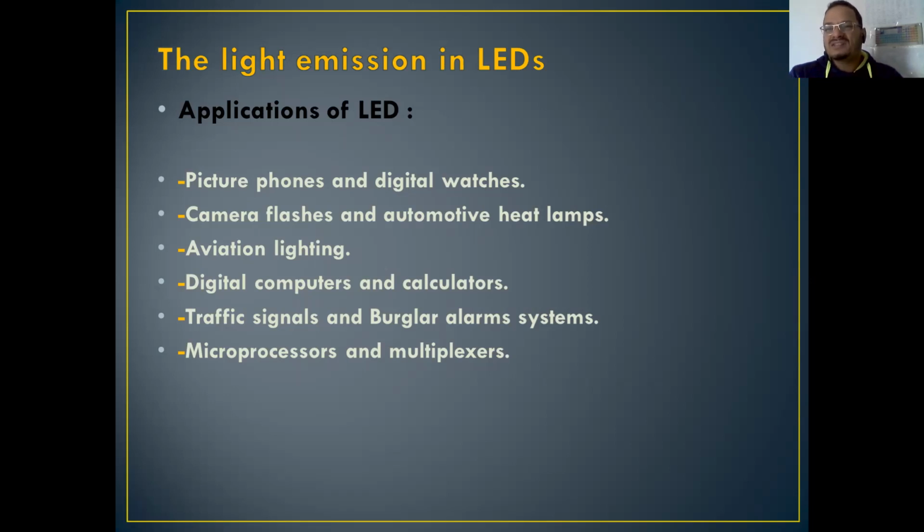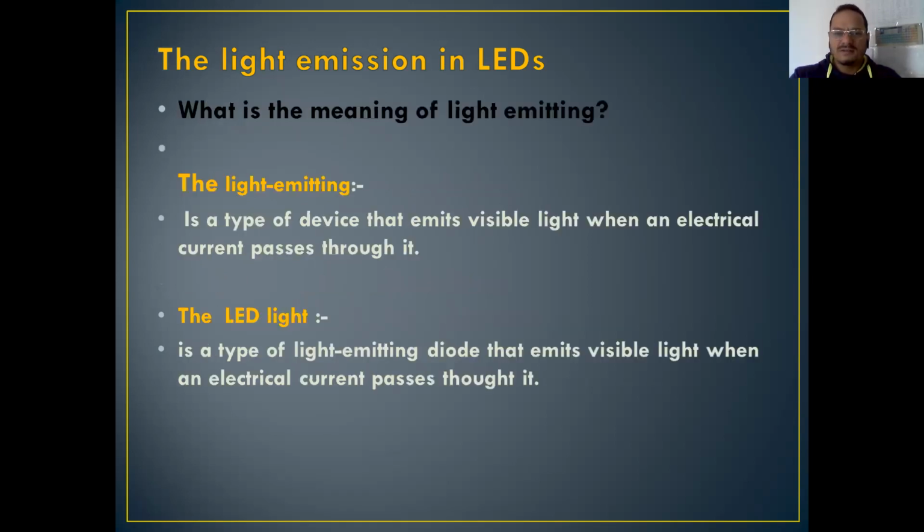The ordinary light, day by day, we are moving far away from the last generation. Pictures, photos, digital watches, camera flash, automated heat lamps, digital computers and calculators, traffic signals, burglar alarm systems, multiplexers. What is the meaning of light emitting?